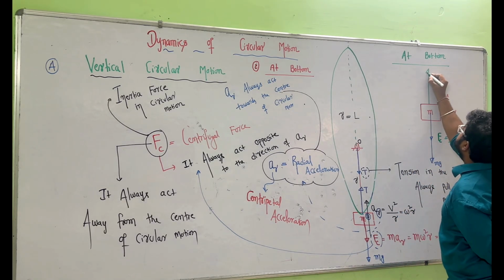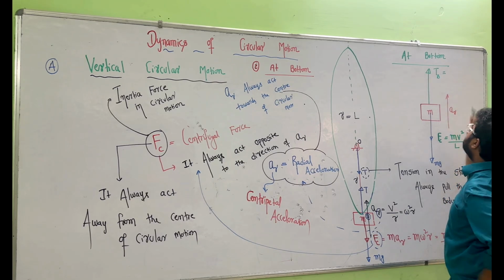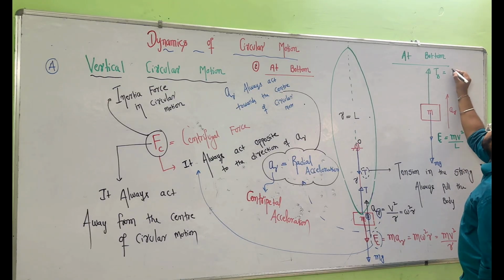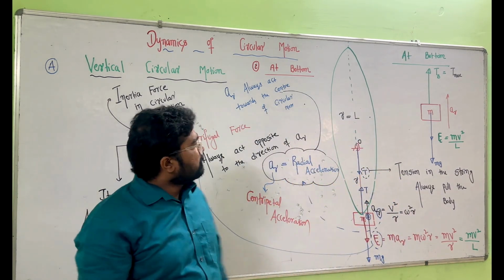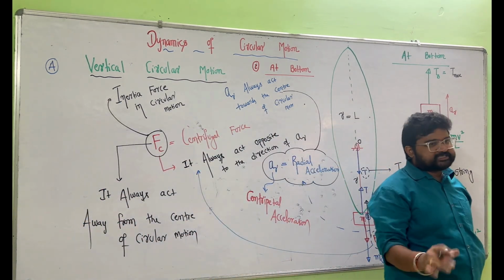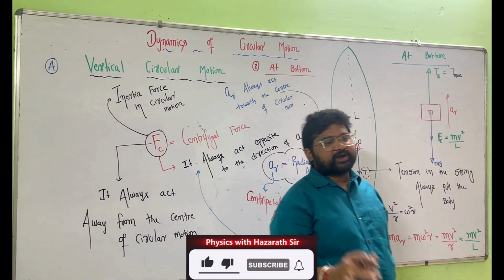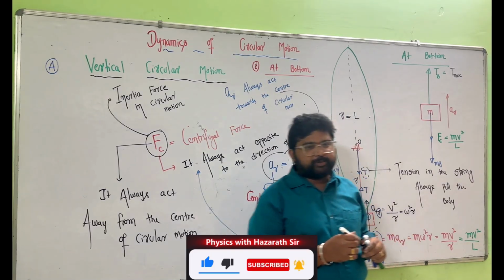Tension always pulls the body. Tension at the bottom will be the maximum tension. This is the maximum tension at the bottom, and minimum tension at the top point. Inertia force is represented in the free body diagram, which means the dynamic problem is converted into a static problem. We can apply static equilibrium equations.